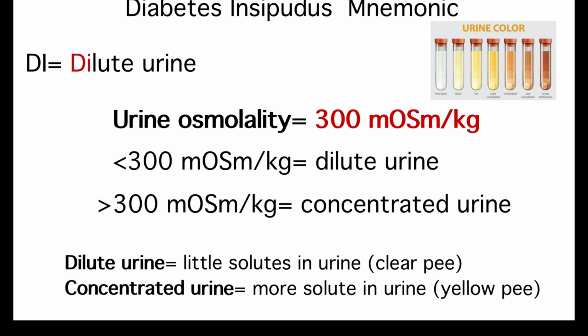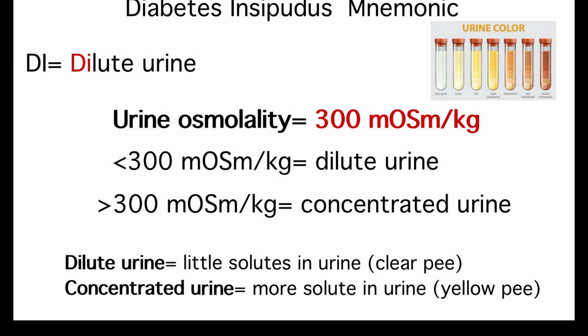So we have to understand urine osmolality. Remember the number 300. If it's less than 300, that means that is dilute urine. And if it's greater than 300, that means that it's a concentrated urine.